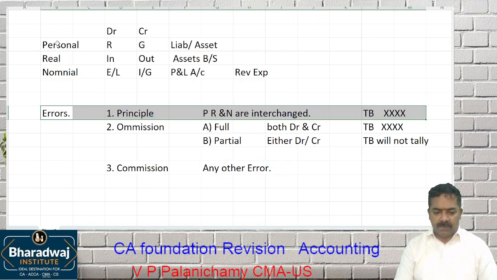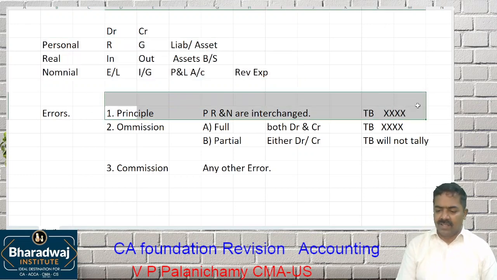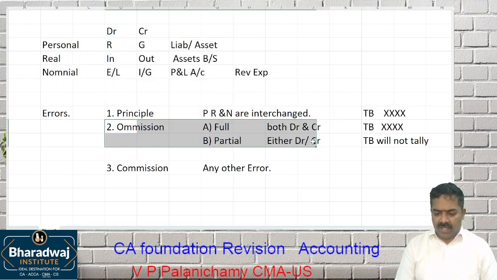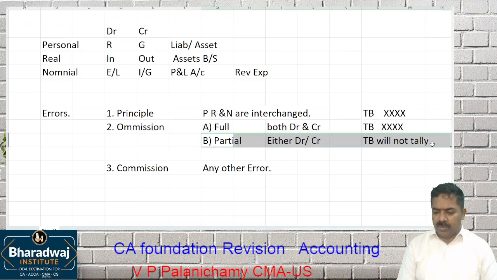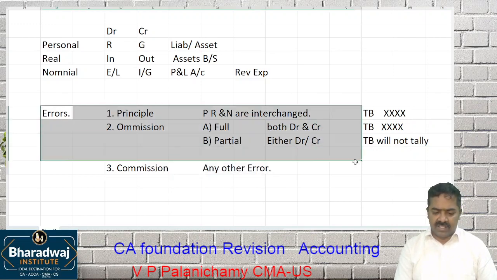Errors of principle. If you don't understand the personal, real, nominal accounts, what arises? Error of principle. Error of omission can be a full or which one? Partial omission. Error of commission, any other error, we call it what? Errors of commission. These are the errors.